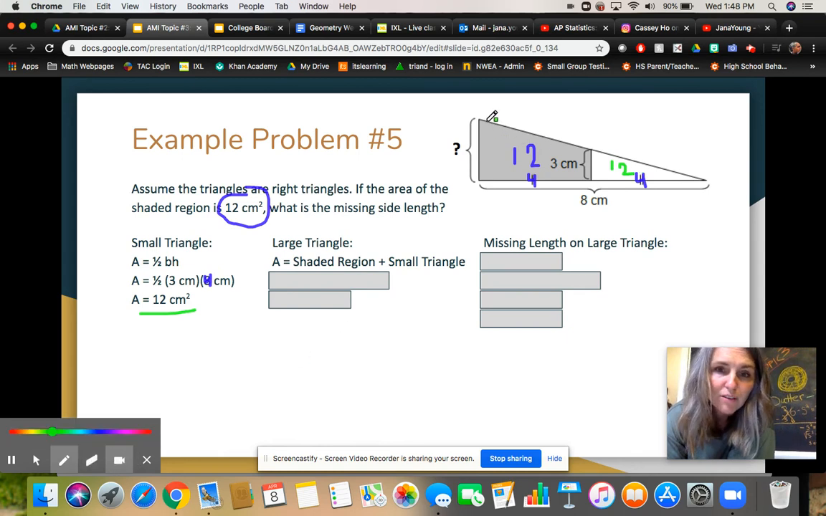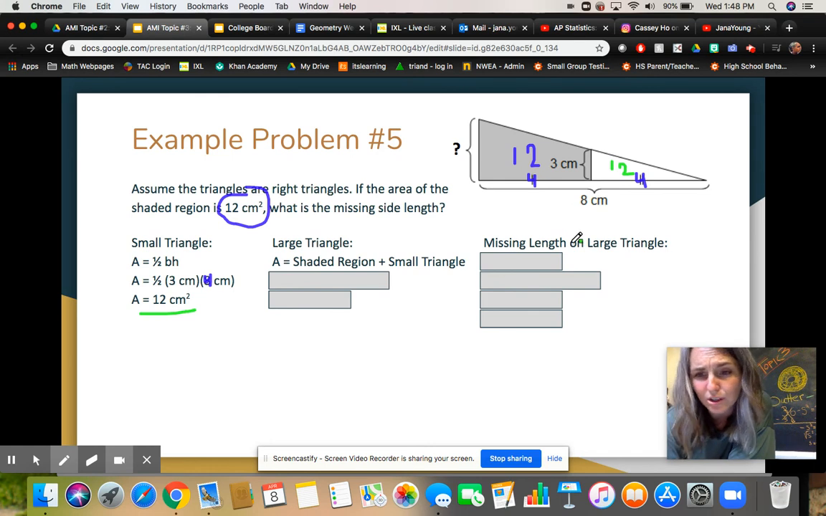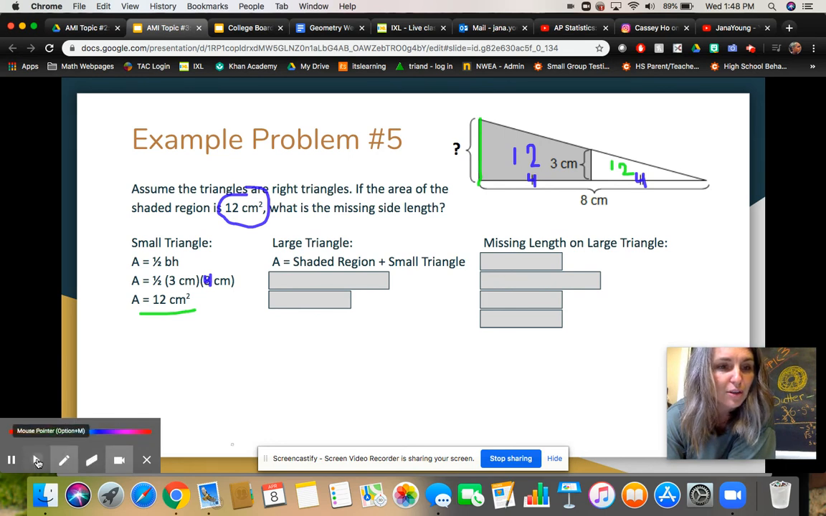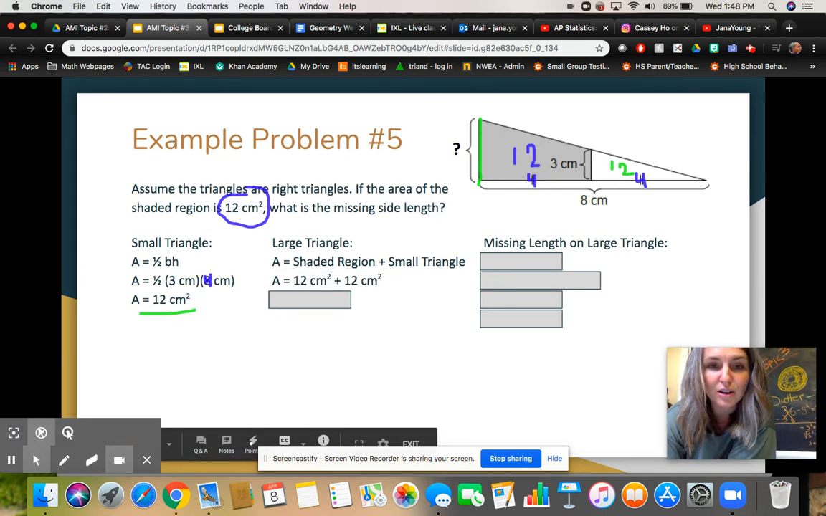So if we want to find the area of the large triangle, and why do we want the area of the large triangle? Oh, because we need to know what that is. That's why. And so that's part of that large triangle. So the area of that large triangle would be 12 plus 12, which is 24.